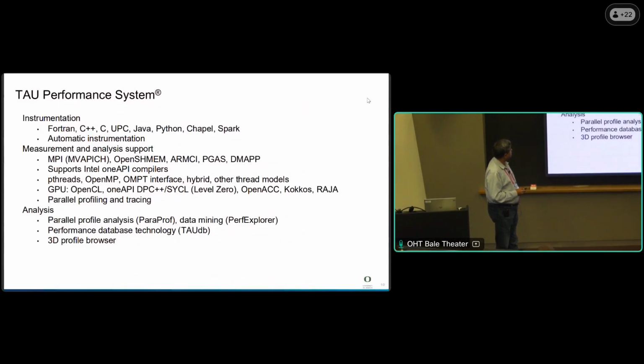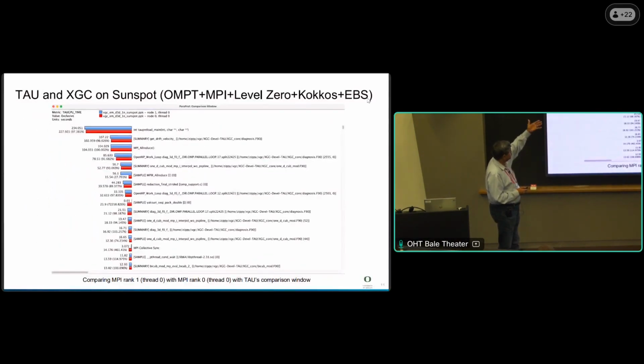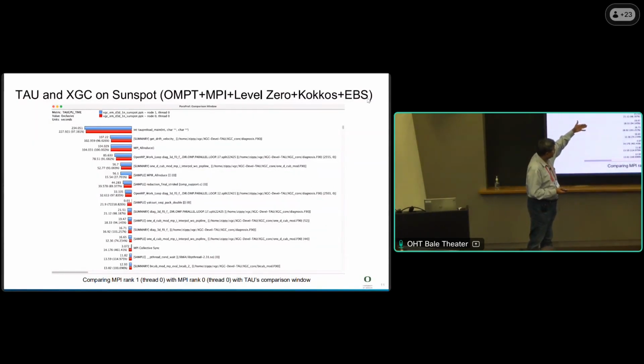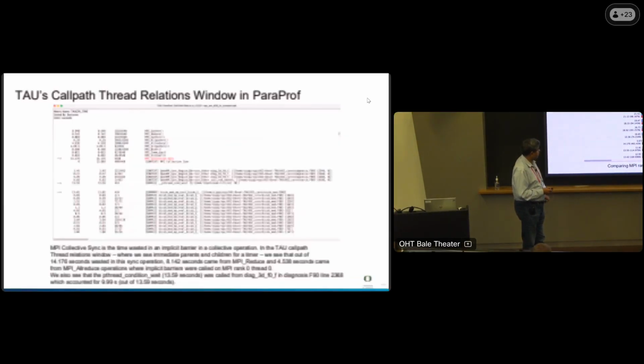Here is an example of just performance data generated with TAU, where you can see event-based sampling and how OpenMP can be used to instrument the OpenMP code using the OpenMP tools interface and comparing different MPI ranks with TAU's visualizer.